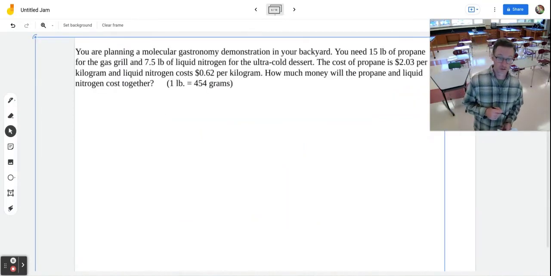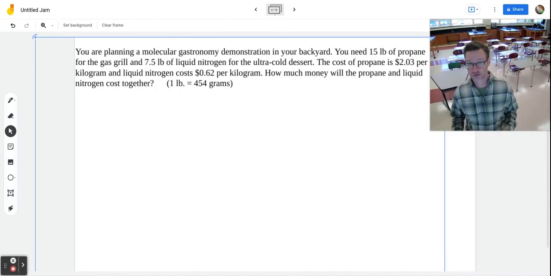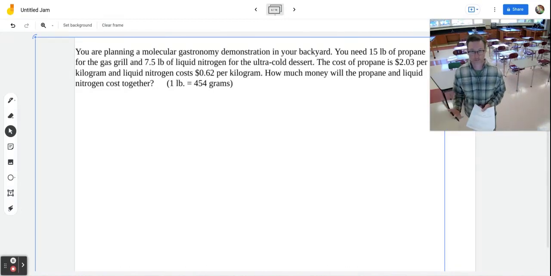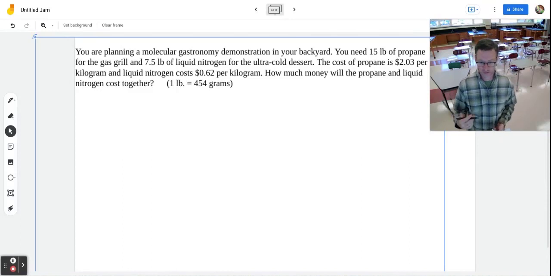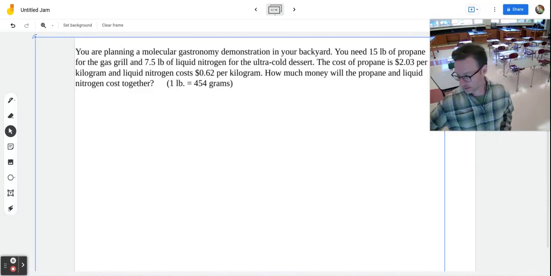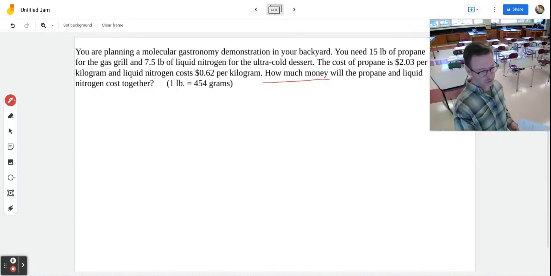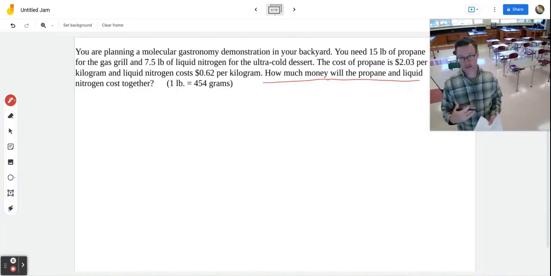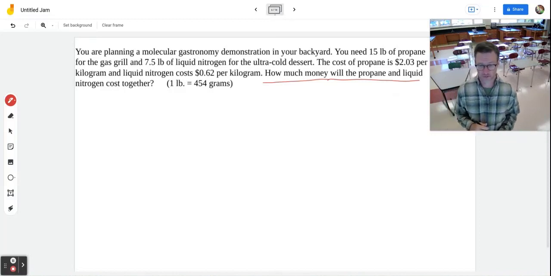All right, so here is a conversion problem. It's got a couple parts to it, a couple of conversions, and 2 different things that you have to convert. So we're gonna tackle these one at a time, and then we'll add them together, which is the question at the end: how much will everything cost all together? So at the end, we're gonna combine the answers that we find along the way.